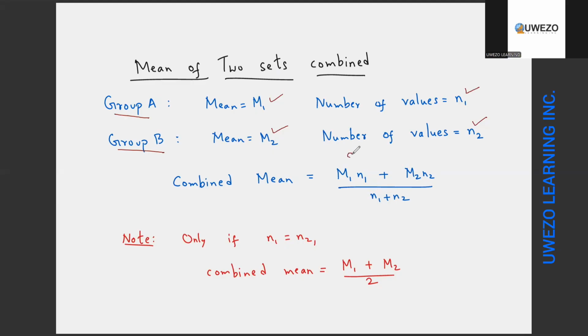Here, M1 N1 is the sum of all the values in group A, and M2 N2 is the sum of all the values in group B. Now we have the whole sum divided by the total number of values with groups A and B combined. The combined mean would be the average of the two means, M1 plus M2 by 2, only if both the groups have an equal number of values.